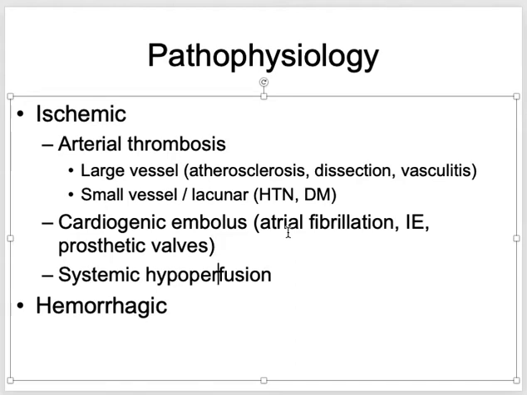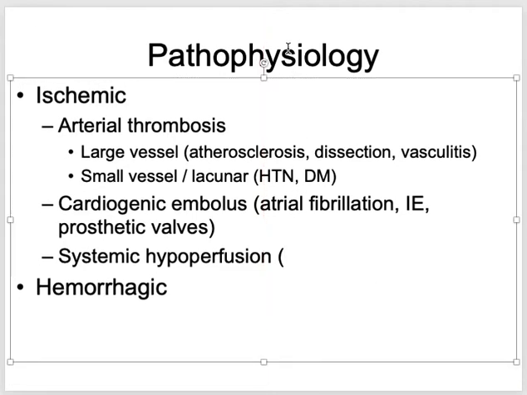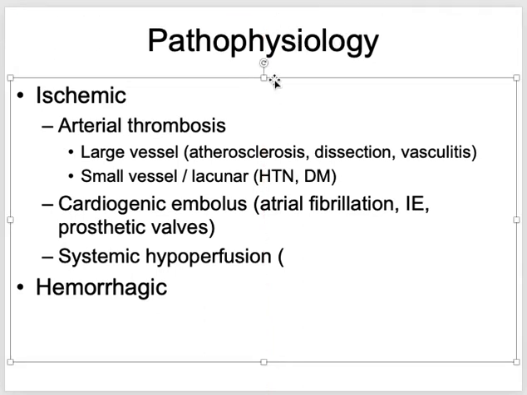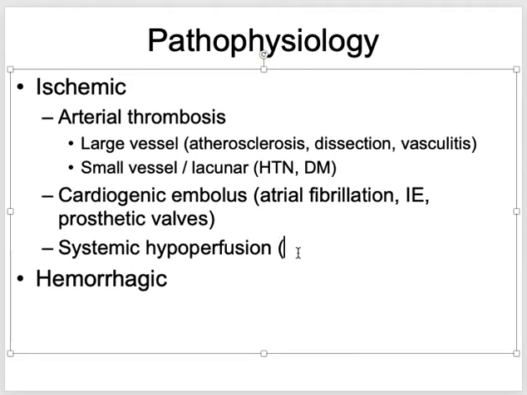And systemic hypoperfusion, again, I think there's no need to give you examples. You know many things already. Of course, when there is systemic hypoperfusion, there is less blood supply all over the body, including the brain. Of course, there are some protective mechanisms, but when they cannot overcome it, the brain will get less blood supply.